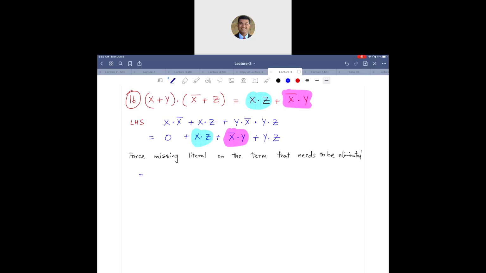So what do you have? X and Z remains as is. X or complement Y remains as is. I have X or X complement ended with y and z. So I can expand now. X, yz or x complement yz. So essentially, that term has become, that term is now two terms.